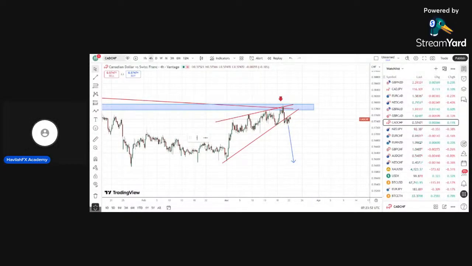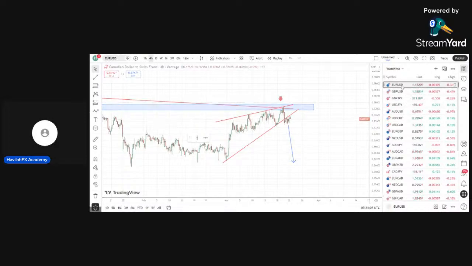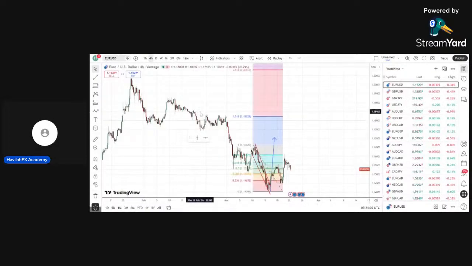All right, we'll look at a couple of other instruments. I'll look at the Euro USD. Don't forget, we are bearish on the dollar index, and as such, we'll be looking at the Euro USD and the GBP USD for those who trade the major pairs. So let's look at the Euro USD.